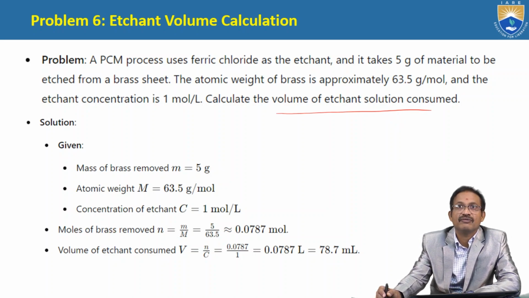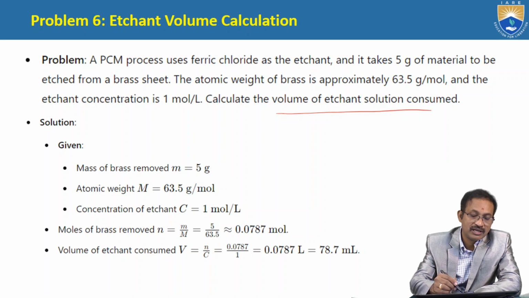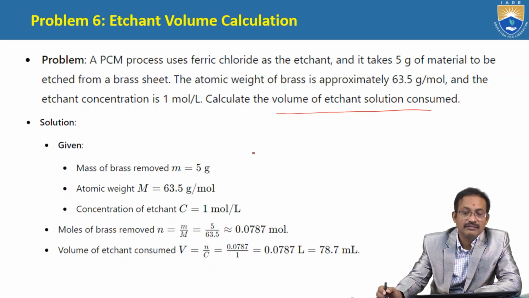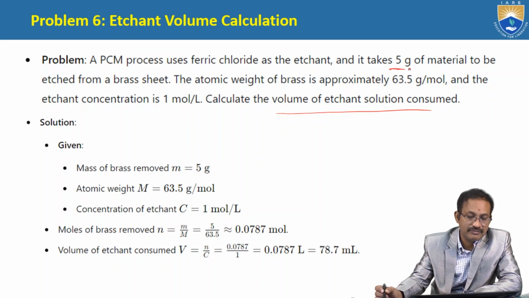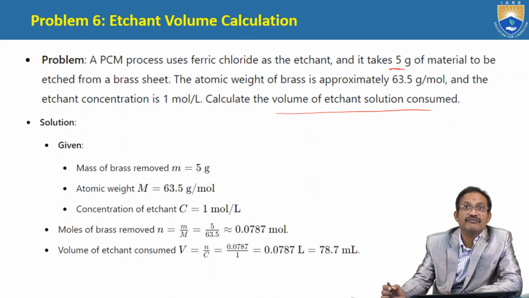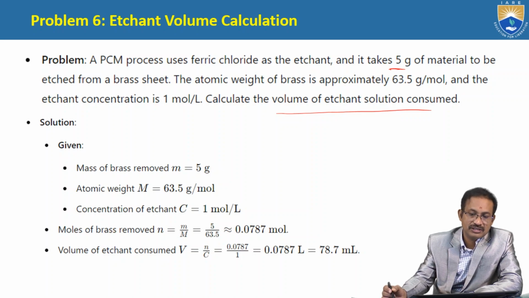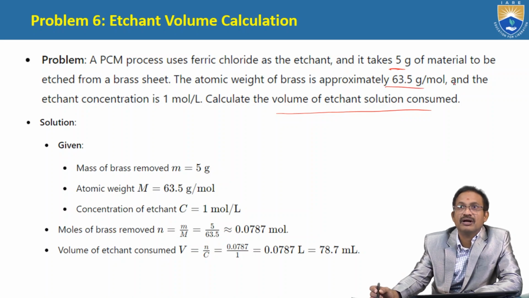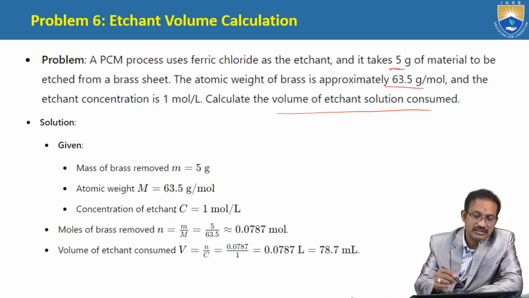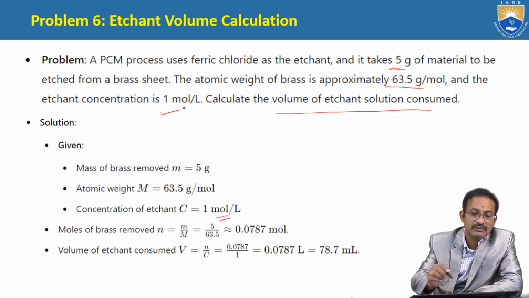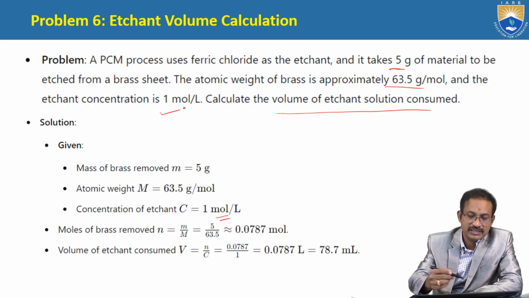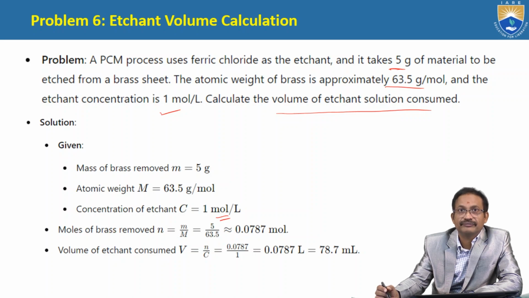So here, what is the data given? Mass of the brass removed: how much? 5 grams. And atomic weight, how much? 63.5 gram per mole. And the concentration of the etchant is 1 mole per liter. So that is the given data.